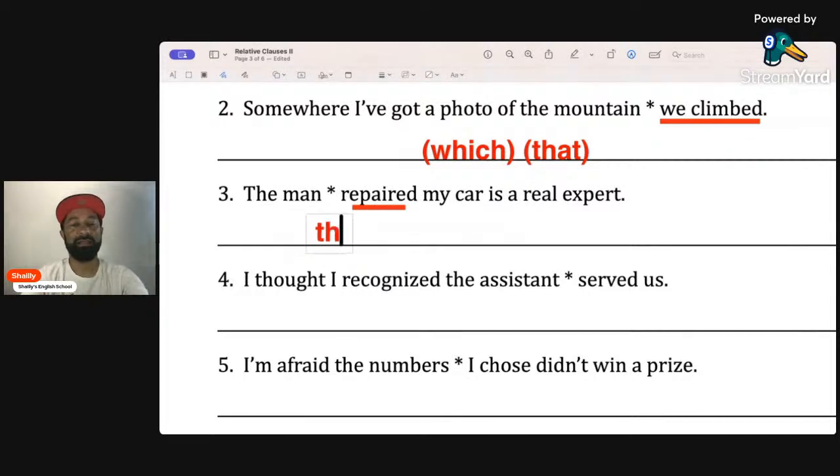The man that repaired my car is a real expert. If you wanted to use who, the man who repaired my car is a real expert. That is also okay. There are 2 options here. I like using that because it's just easy. It always works.